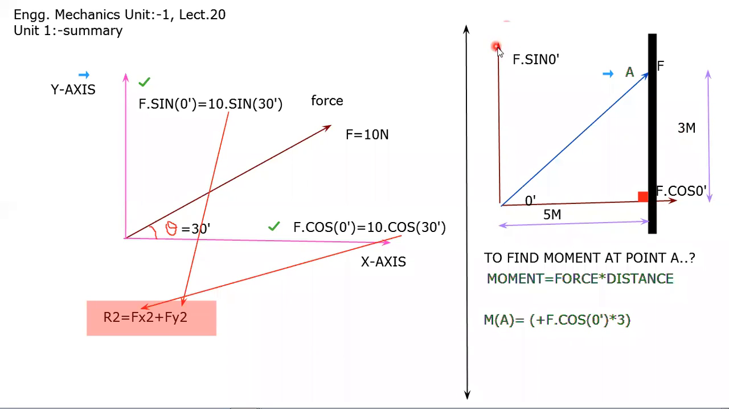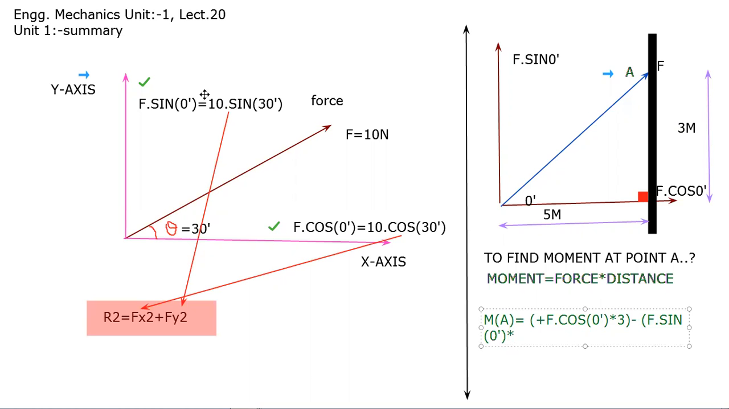Now the next force is F sin theta. So in which direction is F sin theta going? F sin theta is going in the clockwise direction. So its sign is negative. Minus F sin theta multiplied by, now what will be its distance?